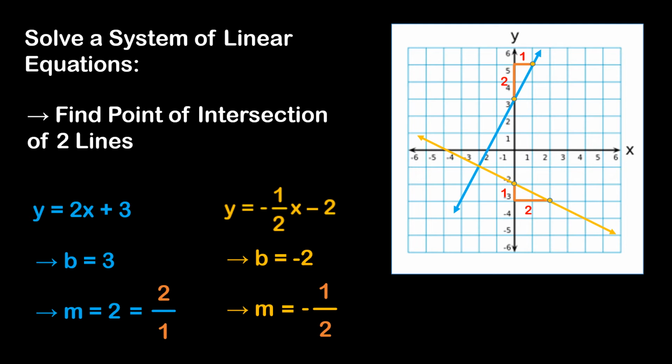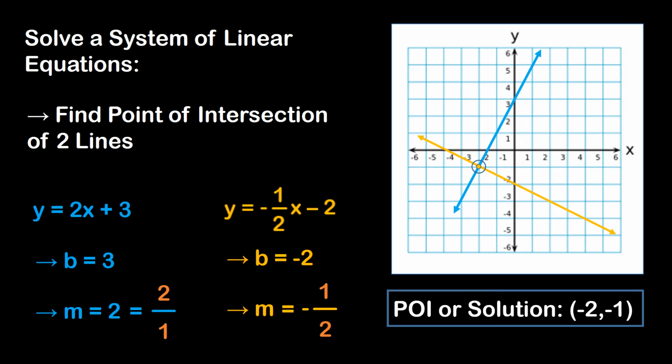Alright, and what did we say? We said that to solve this system of equations, we need to find the point of intersection. We know that these two lines intersect at this point, the point that I have just labeled on the graph. We notice that this point is negative 2, negative 1. Therefore, the point of intersection, or solution, is negative 2, negative 1. And that would be your answer. That would be how to solve the system of linear equations. Notice that POI stands for point of intersection. The two lines intersect at the point negative 2, negative 1, so the point of intersection or solution is negative 2, negative 1.